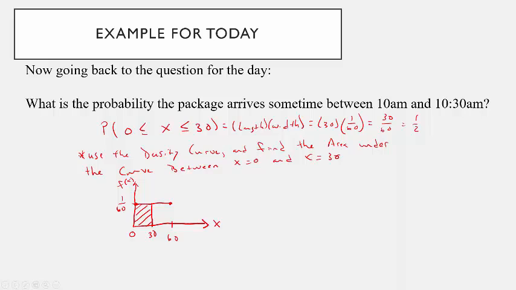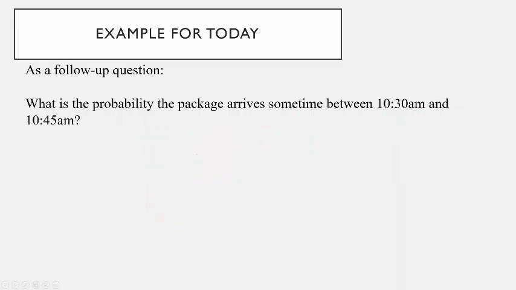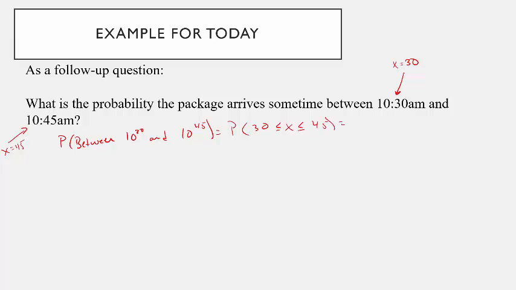Okay, let's do another one, okay? All right, so as a follow-up, what's the probability the package arrives sometime between 10:30 and 10:45? Okay, well, if it shows up at 10:30, how long did you spend waiting? You spent 30 minutes waiting. And if it shows up at 10:45, you spend 45 minutes waiting. So I want to find the probability that it's between 30 and 45.